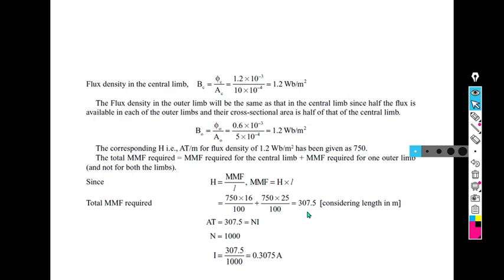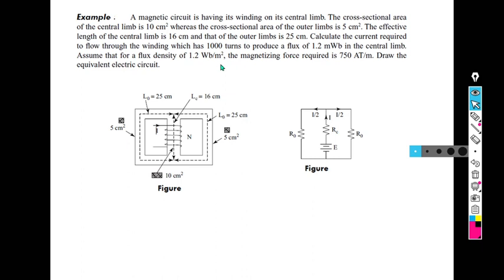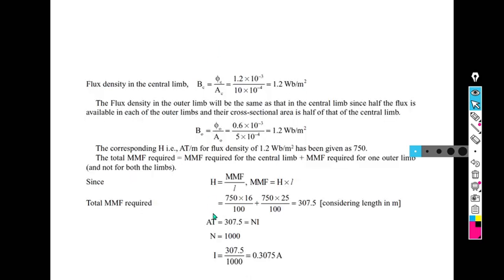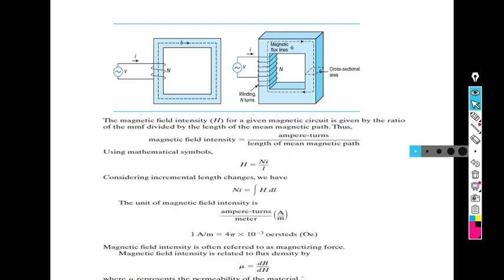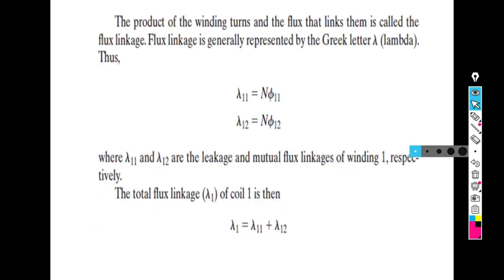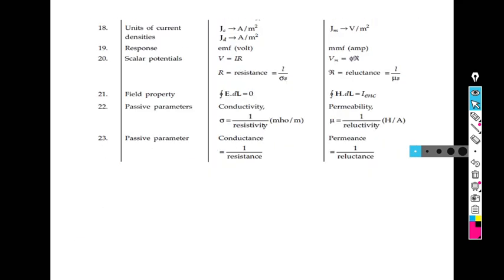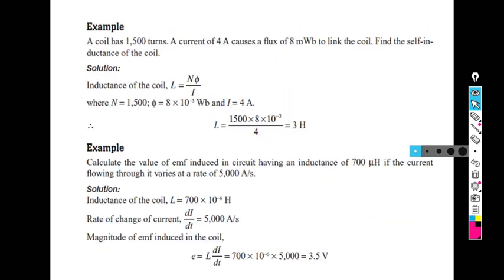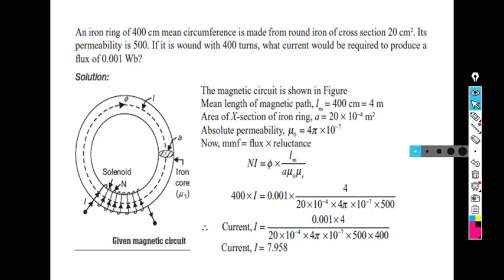So now 307.5 is the total MMF required, and N is given as 1000, the number of turns. So we can put it here, 1000. So the total current required is 0.3075 ampere. If you want to solve another question, you can take this one.